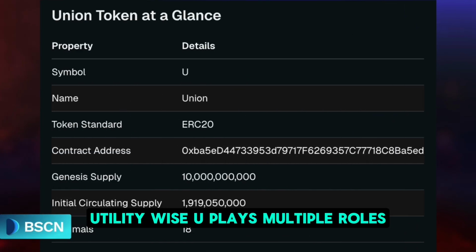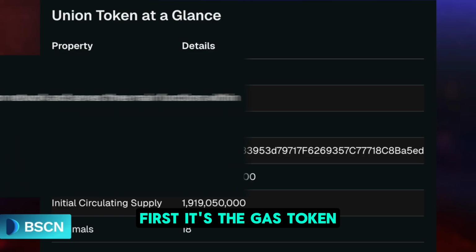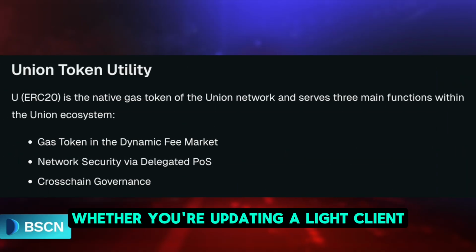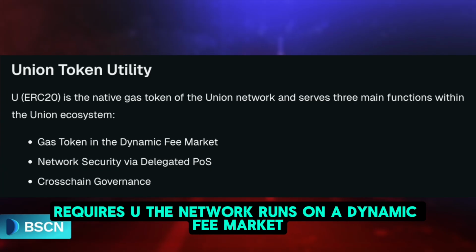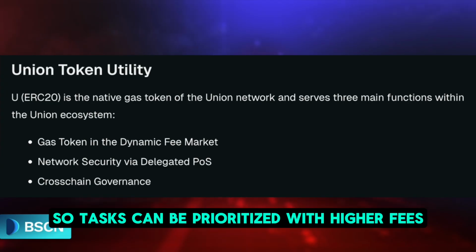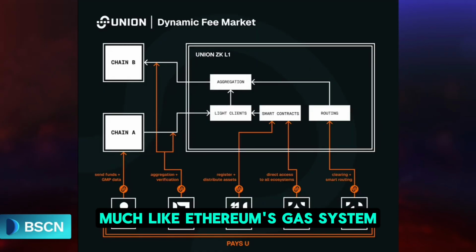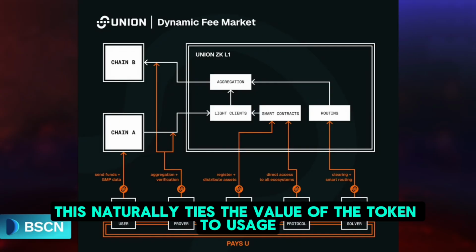Utility-wise, U plays multiple roles. First, it's the gas token. Any action on Union, whether you're updating a light client, registering an asset, or submitting a proof, requires U. The network runs on a dynamic fee market, so tasks can be prioritized with higher fees, much like Ethereum's gas system. This naturally ties the value of the token to usage.